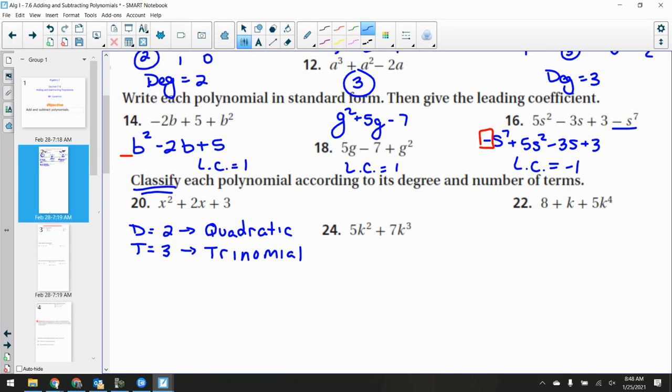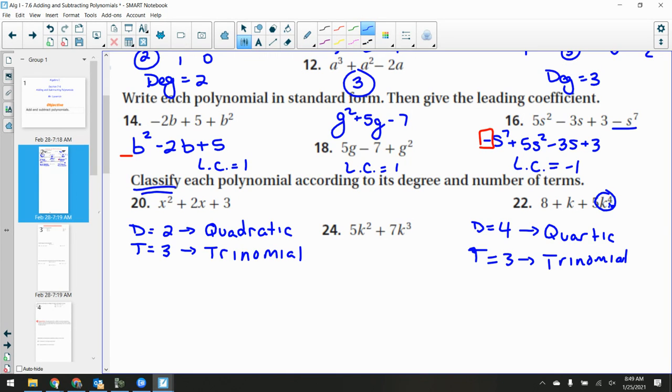Number 22, Mr. Schrembeck. What's the degree for number 22? Well, I'm talking about degree. That's number of terms. What's the degree on this? It's not quadratic. The degree is 4. So what would it be? Quartic. And then it's got 3 terms, so what would it be? Trinomial.